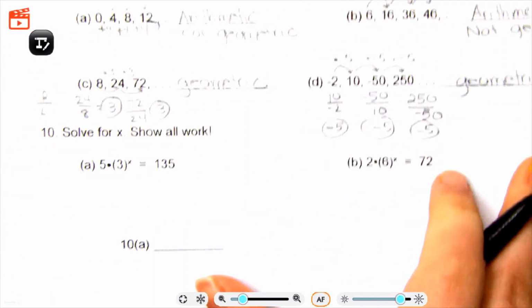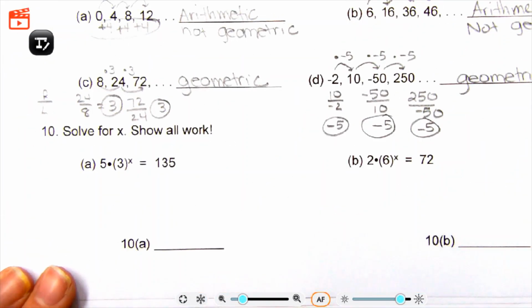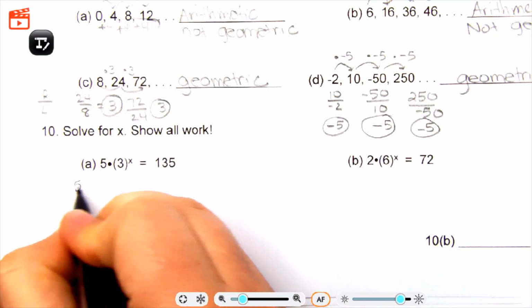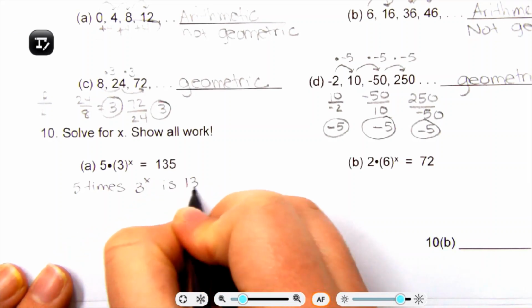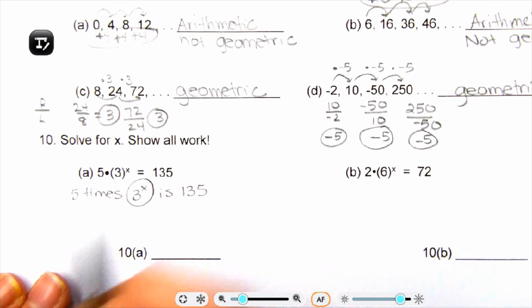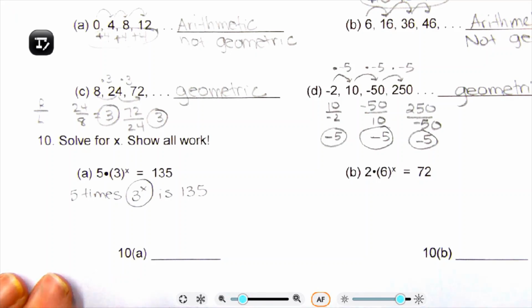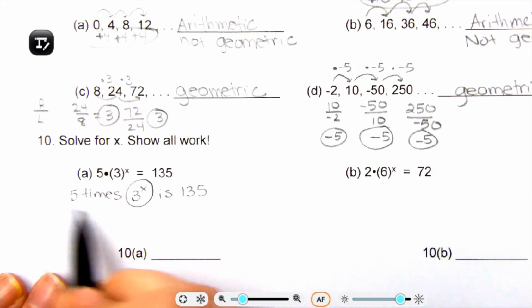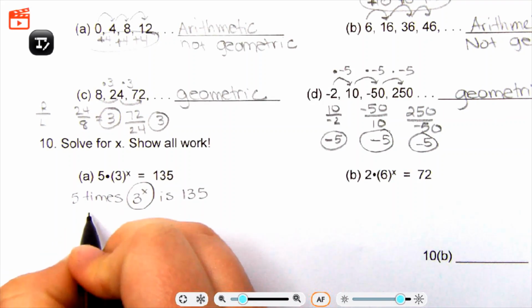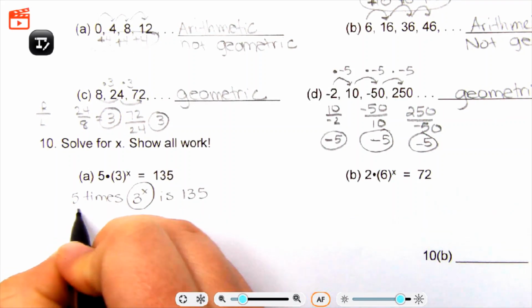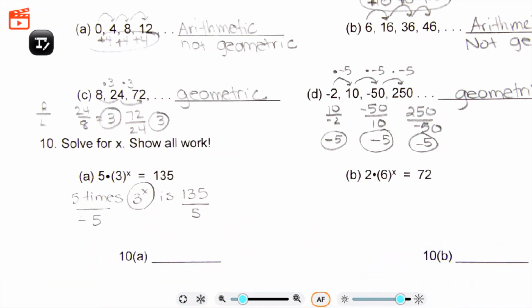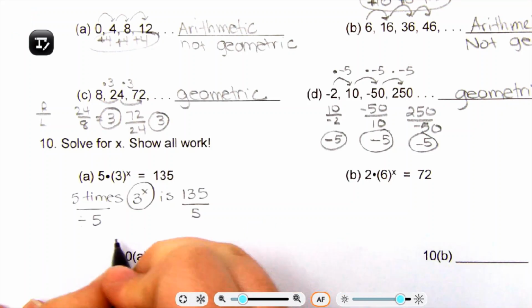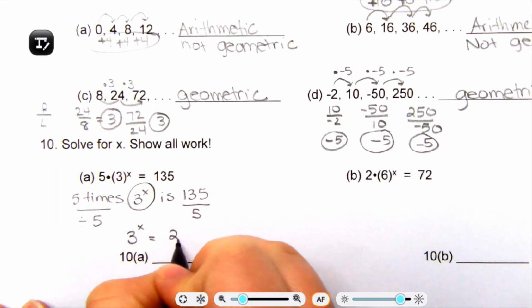Okay. Number 10, solve for x, show all work. So again, this is 5 times 3 to the x is 135. So 3 to the x power is in its own bubble. So get rid of this section. So I'm going to say the opposite of 5 times is divided by. So I'm going to divide by 5. So 135 divided by 5 is 27. So 3 to the x is equal to 27.